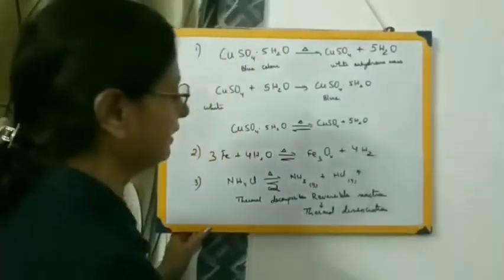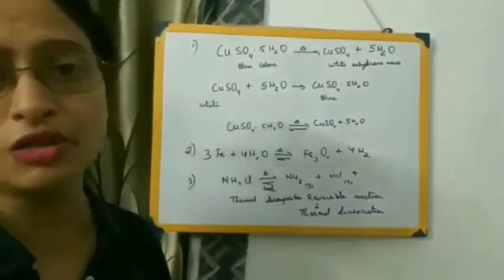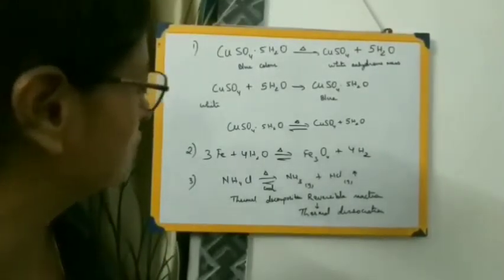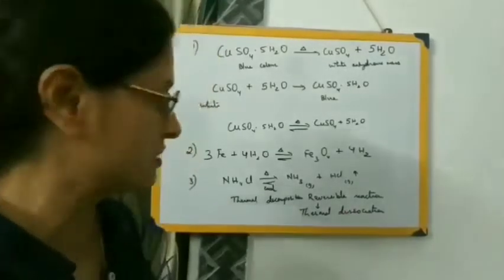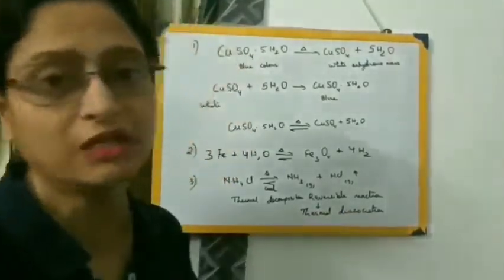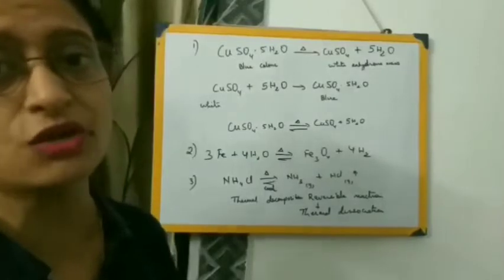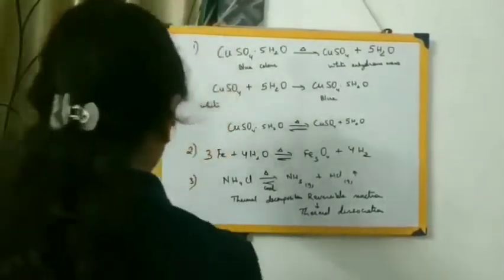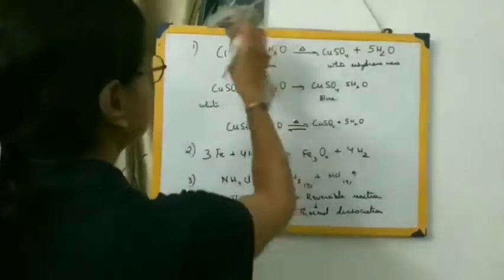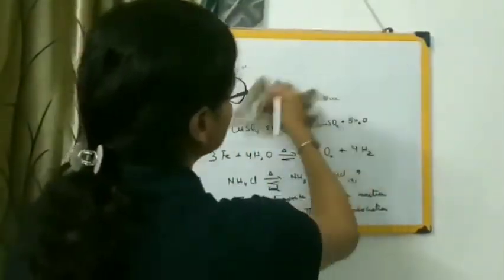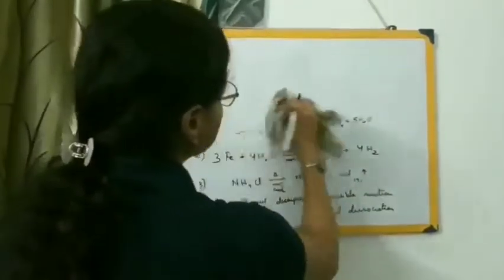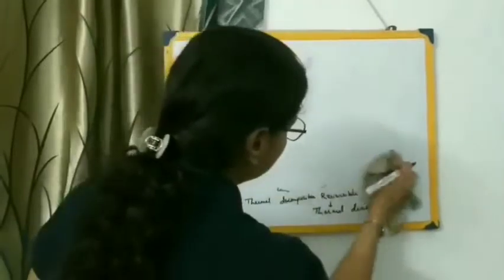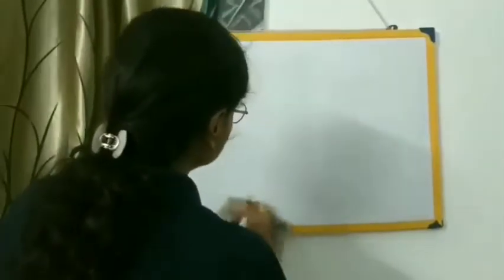So what can we say? A thermal decomposition reaction which can be reversed back, such a type of thermal decomposition reaction which is reversible, is called the thermal dissociation reaction. So this is a special case of thermal decomposition reaction. If we are asked to define thermal dissociation, what can we say? It is a simultaneous reversible reaction which is brought about only by application of heat.